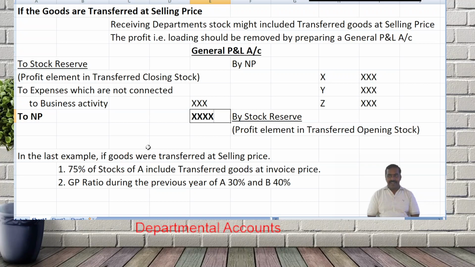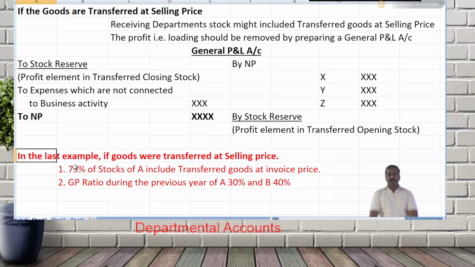So to avoid this, what the departmental managers will do is, when department A transfers goods to department B, they transfer at what price? Selling price, so that my performance is not understated. But while preparing final accounts, can I record the stock at invoice price? No, I should record the stock at cost price. That's why we remove it here.